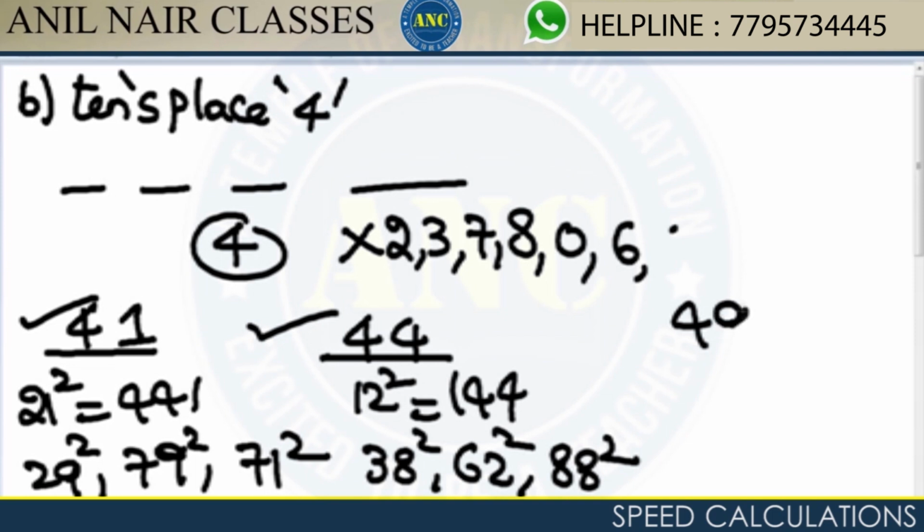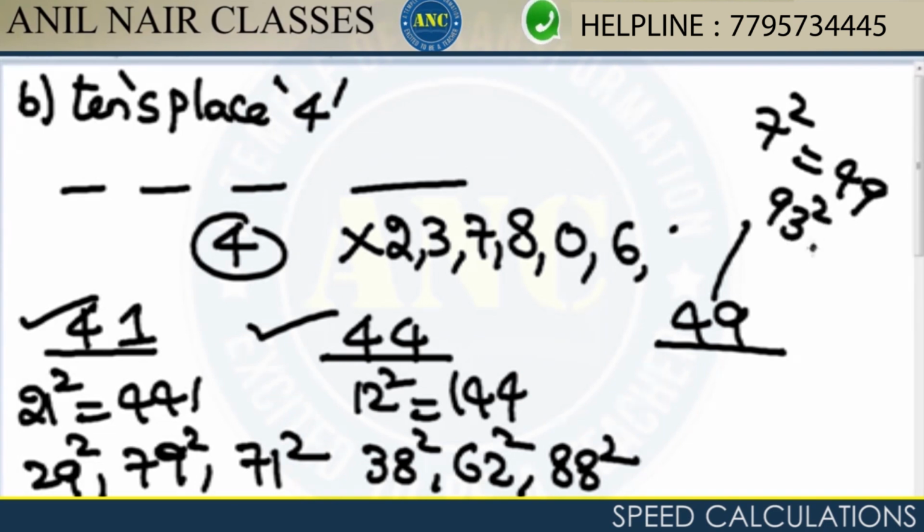4 also is possible. 9 also is possible. 49. 7 square 49. 100 minus 7, 50 minus 7, 50 plus 7. You have to be extremely good in speed calculations to get these answers very fast.